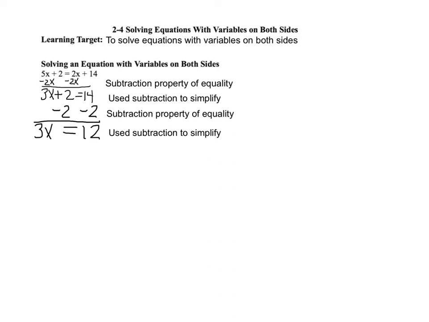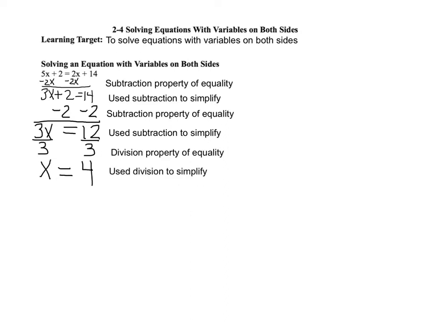Now we want to isolate the variable x. Since 3x is being multiplied, we will now divide both sides by 3. Since we divided both sides by 3, we use the division property of equality. 3x divided by 3 is going to be just x. 12 divided by 3 is going to be 4. We used division to simplify.